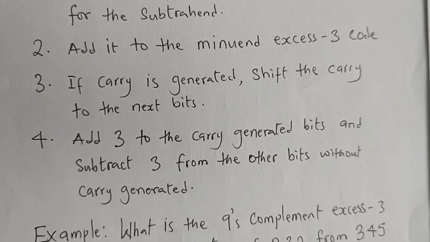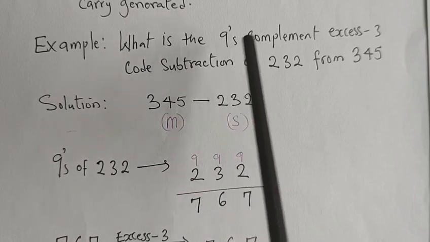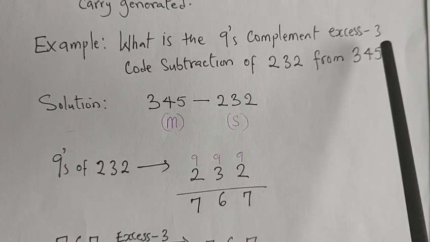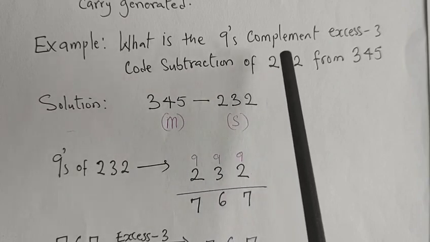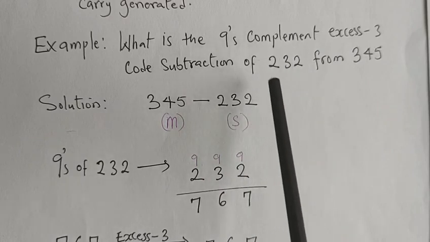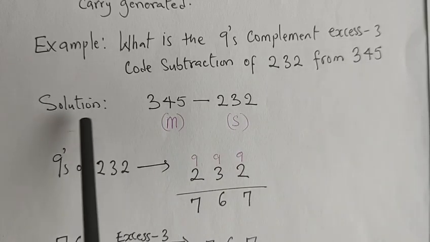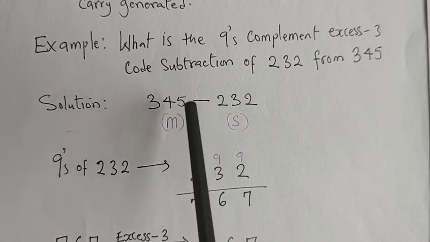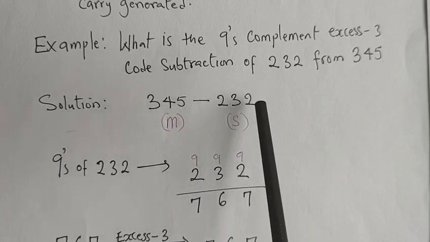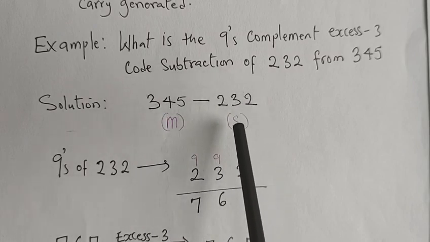Alright, the next thing we need to look at is an example. This example says, what is the 9's complement excess 3 code subtraction of 232 from 345? So we are subtracting a smaller value from a larger value. The solution statement is going to be 345 minus 232, meaning this larger value is the -n and the smaller value is the subtract n.